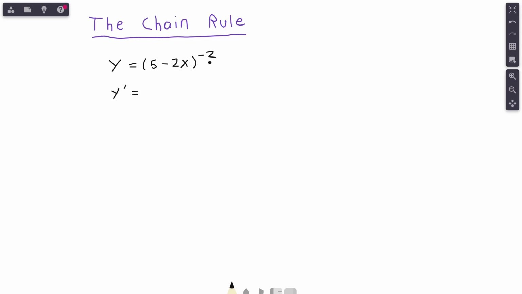We take the derivative of the outside function. So think of x to the negative 2 as the outside function, this whole thing in parentheses. We're going to take the derivative of the outside, so we bring the negative 2 down, leave the inside the same, and subtract 1 from the exponent, so that becomes negative 3.